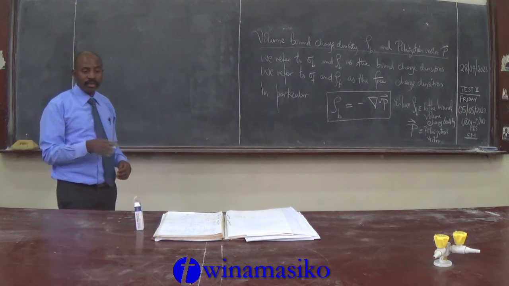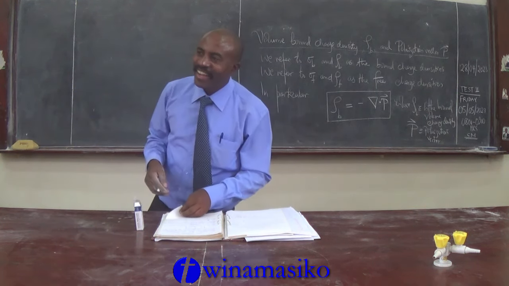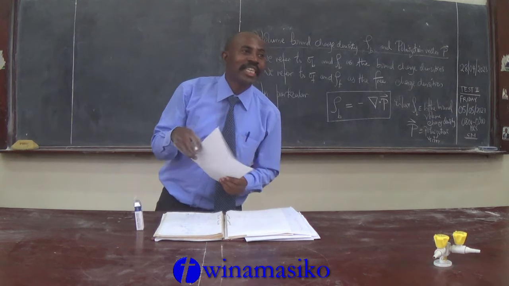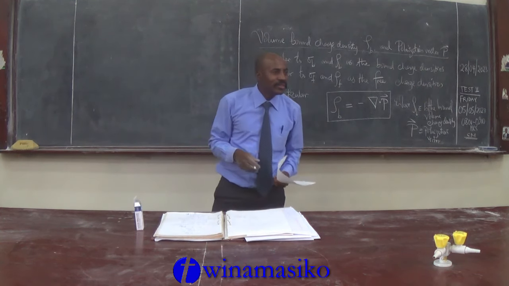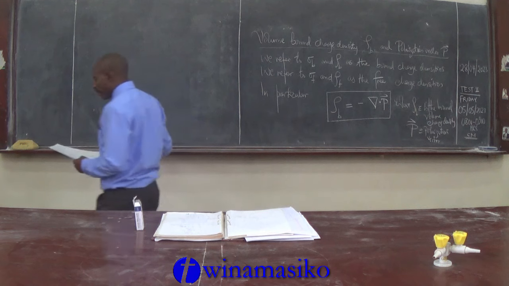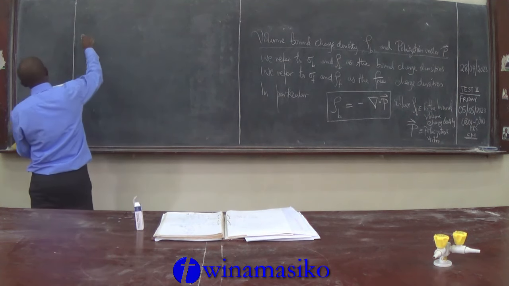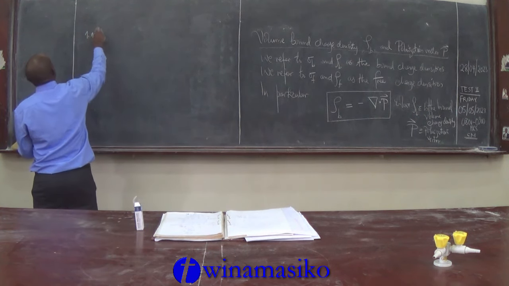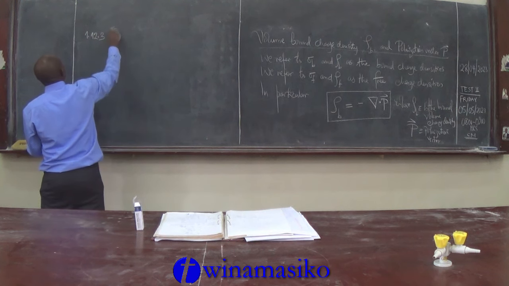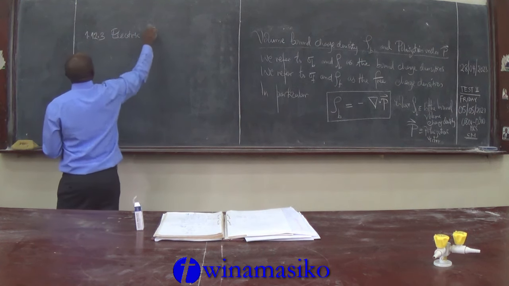So that's what brings us to the point that you were socially susceptible to problems. In electricity and magnetism, we call this electric susceptibility.